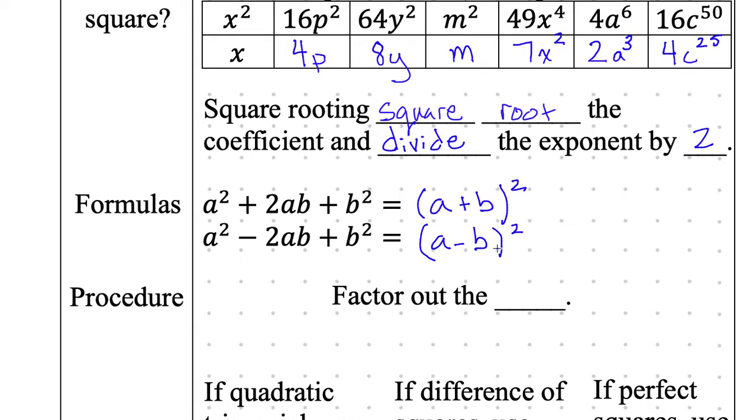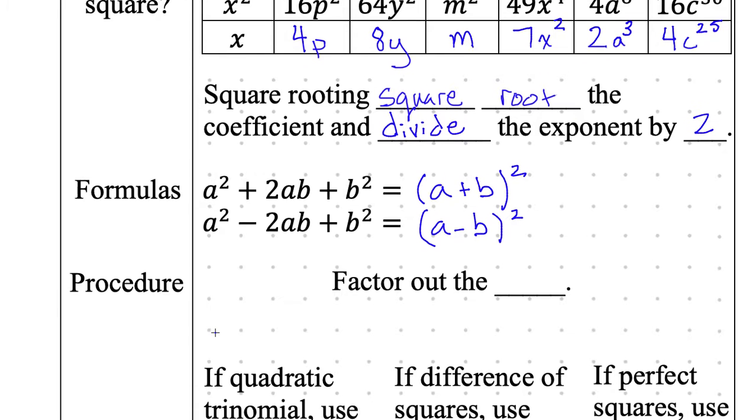The hard part is figuring out that you have a perfect square, because that middle term is kind of difficult to figure out. But once you know that you have a perfect square, it is as simple as square rooting the first, square rooting the last, and taking the sign of the middle term. I will show you that in an example because words probably don't help it.